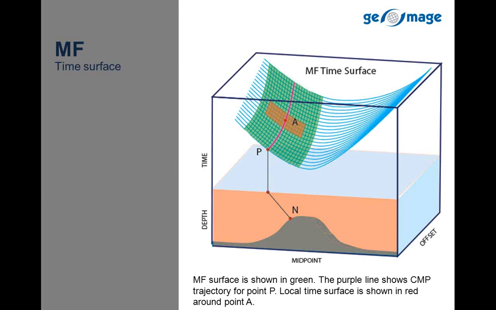Then this approximation, which is as well a second order approximation, can change from offset to offset. In this way, there is no more the hyperbolic approximation for the total time surface. As a result, the local stack around point A, according to the estimated parameters, increases the signal-to-noise ratio.